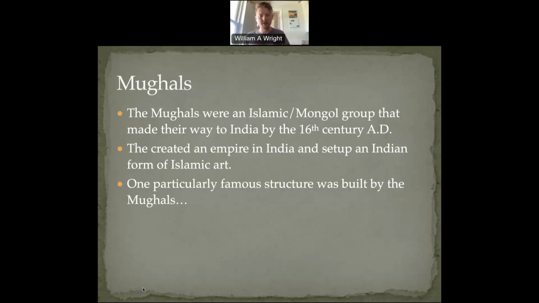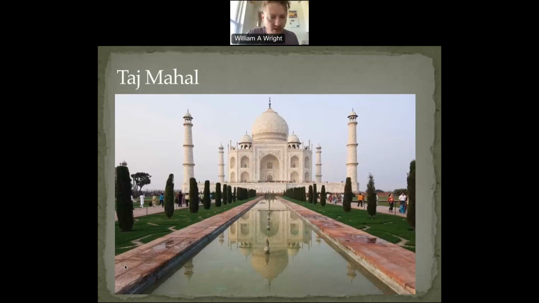One of the most famous structures built in India is actually built by the Mughals, and you can see the tracing back towards Islamic architecture in it. I'm sure by now you've figured out what it is. If you haven't, try to guess: what is the structure? Well, it is actually the Taj Mahal.